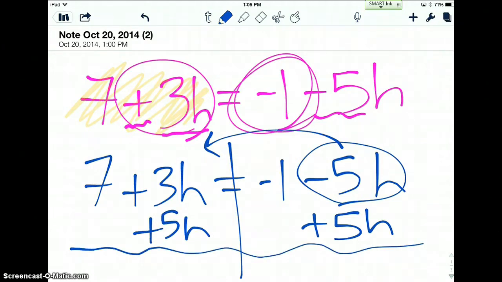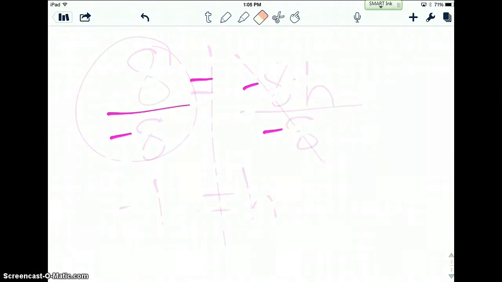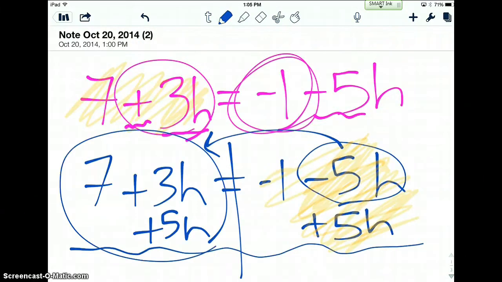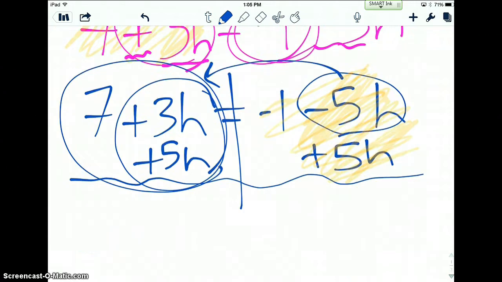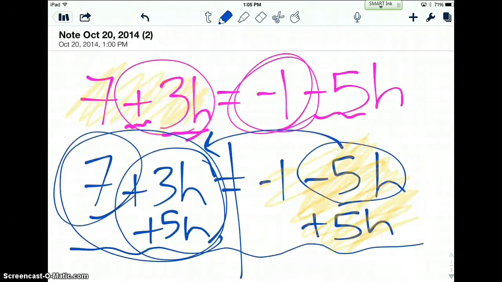Okay, good. Now if I simplify this over here on the right, what will I be left with? Well, these two are opposites of each other. -5h and 5h is just 0 h's. So I'm really just left with -1. I'm left with -1 on the right. And then on the left, if I simplify this, I have how many total h's? 5, 6, 8. 8 h's. But then I also have this positive 7.